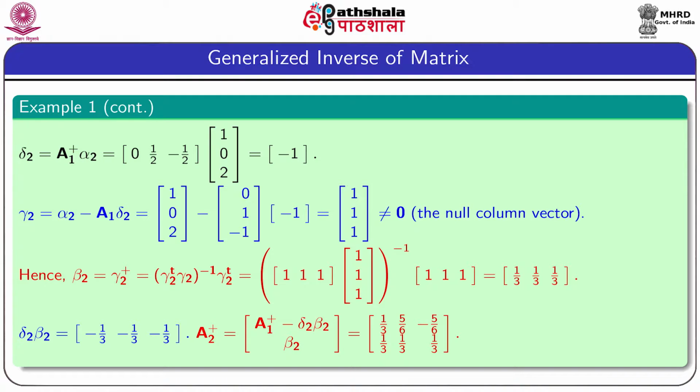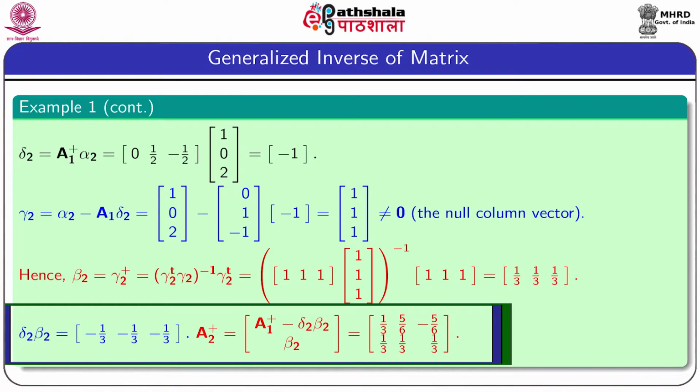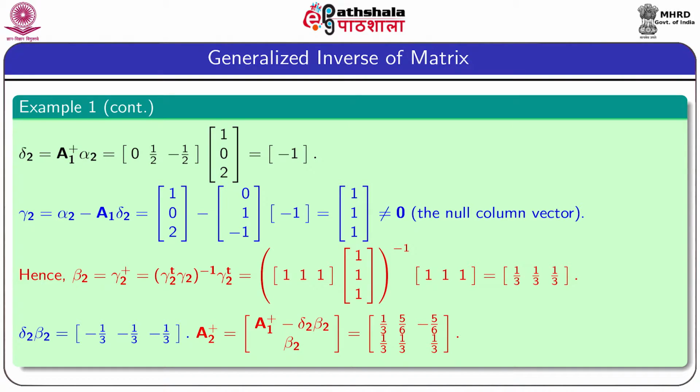So A2 plus, that means the Moore-Penrose inverse of the submatrix A2, is equal to a matrix whose first row is A1 plus minus delta 2 beta 2, and second row is the vector beta 2, which is equal to a matrix of order 2 by 3 whose first row is 1/3, 5 by 6 and minus 5 by 6, second row is 1/3, 1/3 and 1/3.